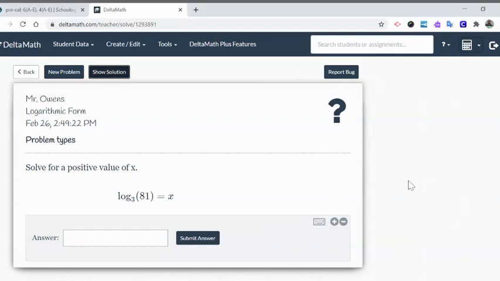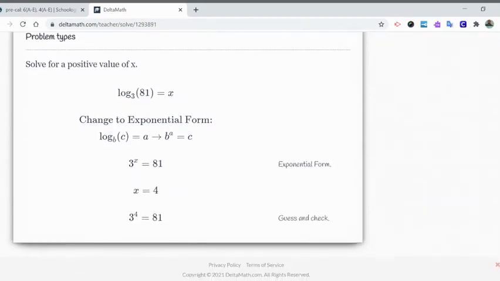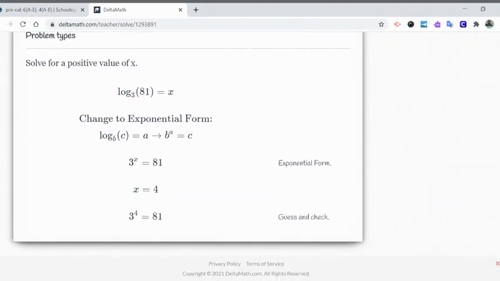Now here's another one where you're solving for x. This time x is in a different spot, but it's still the same thing. You want to change it to exponential form. So when you change it to exponential form, it's 3 to the x equals 81. That's why knowing your powers matters. You've got to find out 3 to what power. You can guess and check, and you'll find out that 3 to the fourth is actually 81. So that means your x will be 4.